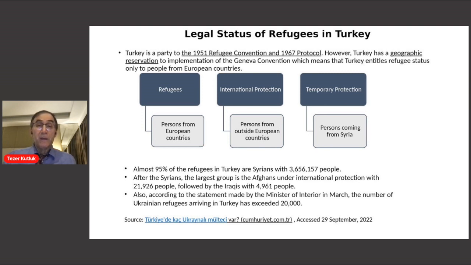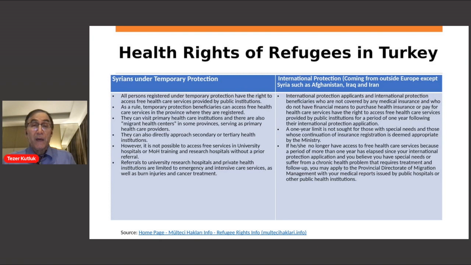These are the different statuses for refugee populations, or forcibly displaced people, living in Turkey. Almost 95% of refugees in Turkey are Syrians, as I said earlier, 3.6 million. After the Syrians, the largest group is the Afghan international protection holders, almost 20,000 people, followed by Iraqis with around 5 million people. Also, according to the statement made by the Ministry of Interior in March, the number of Ukrainian refugees arriving in Turkey exceeded 20,000. How are the health rights of the refugees in Turkey?